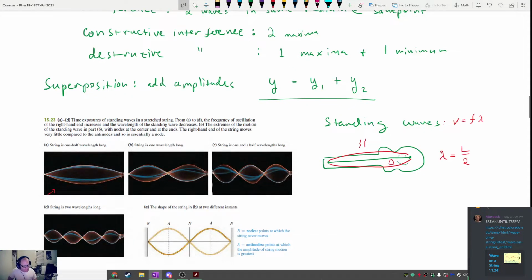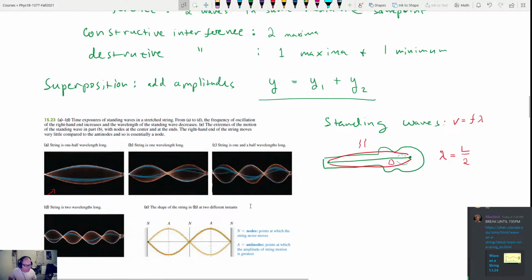Second hour of Physics 1C, 1B for December 1st. This is section 1377. We're going to continue talking about standing waves.